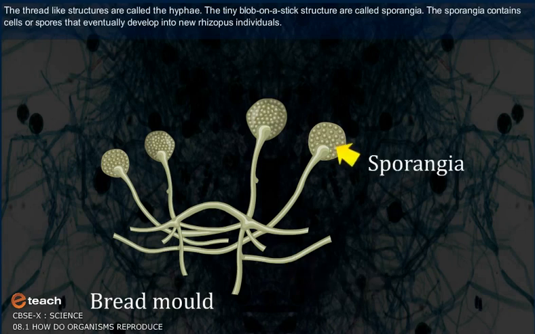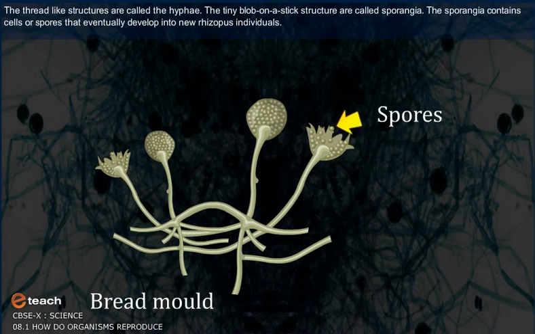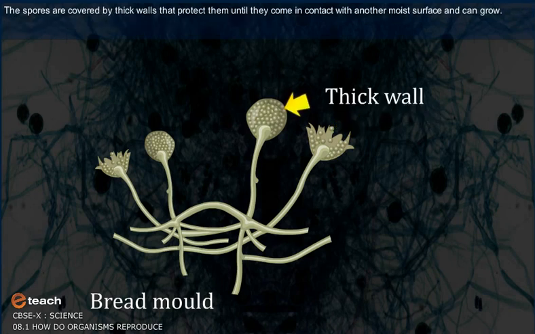The tiny blob on a stick structures are called sporangia. These sporangia contain cells or spores that eventually develop into new Rhizopus individuals. The spores are covered by thick walls that protect them until they come in contact with another moist surface and can grow.